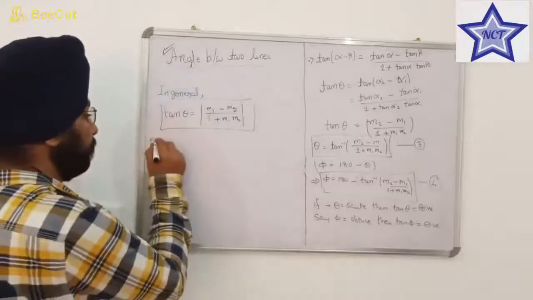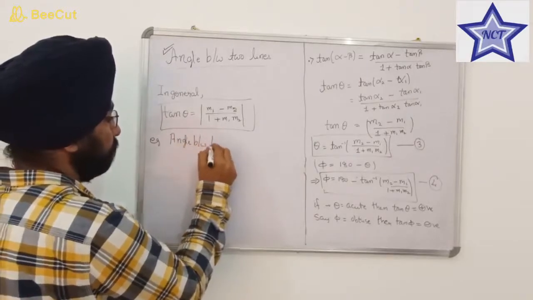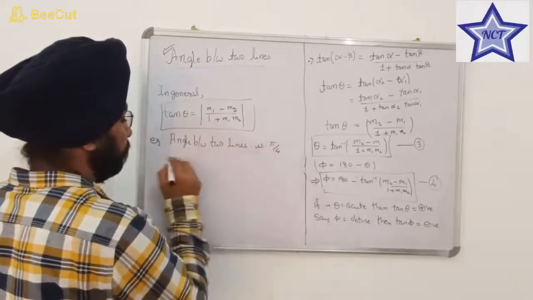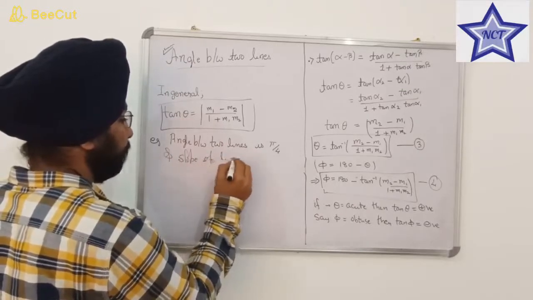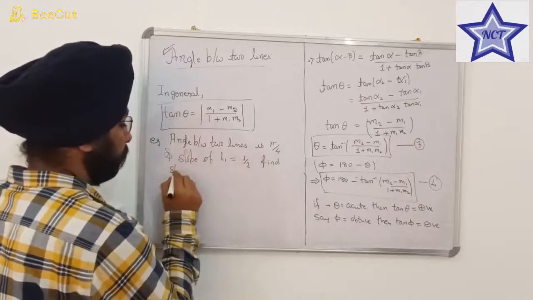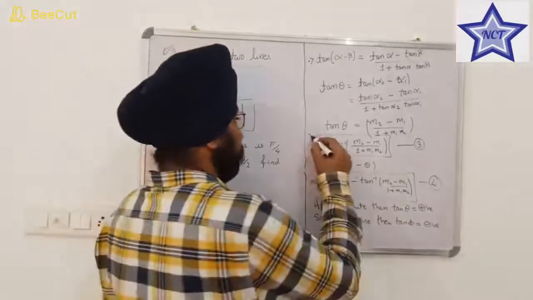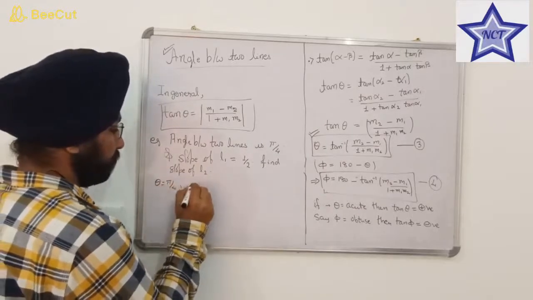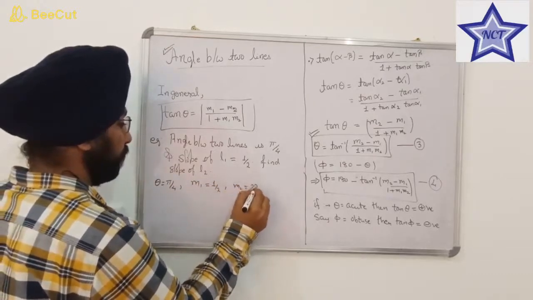Let us do one example. Say the angle between two lines is pi by 4 and the slope of line 1 is 1 by 2. Find the slope of line 2. From the given formula, I can write the angle theta equals pi by 4, slope of line 1 m1 equals 1 by 2, and slope of line 2, m2, I have to calculate.